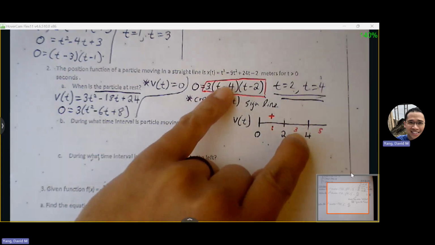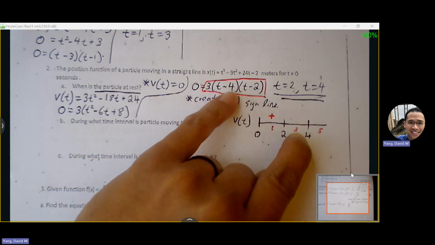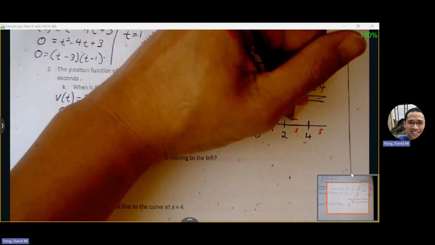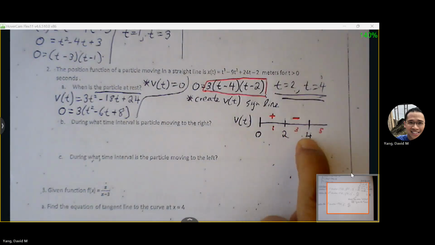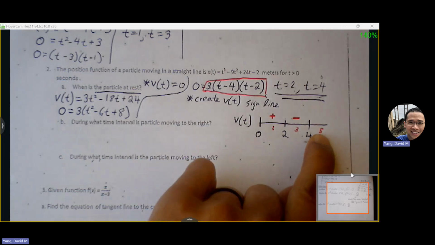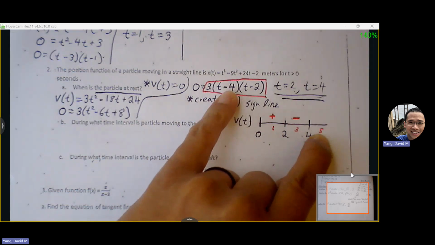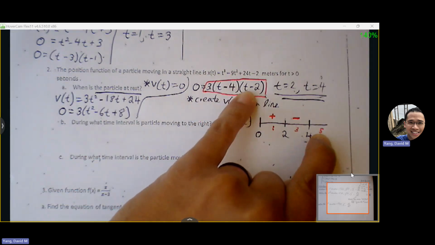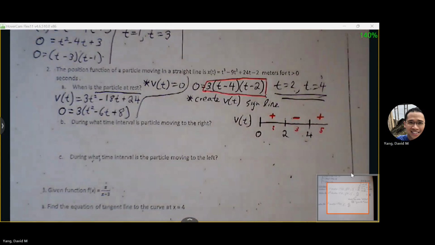Plug 3 in for t. 3 minus 4, that's negative. 3 minus 2, that's positive. Negative times positive is negative, so it's going to change direction, turn around, and start moving to the left for the next 2 seconds. And then plug in 5 to find out what's happening in this interval. Plug 5 in for t. 5 minus 4 is positive. 5 minus 2 is positive. 2 positives make a positive, so positive.